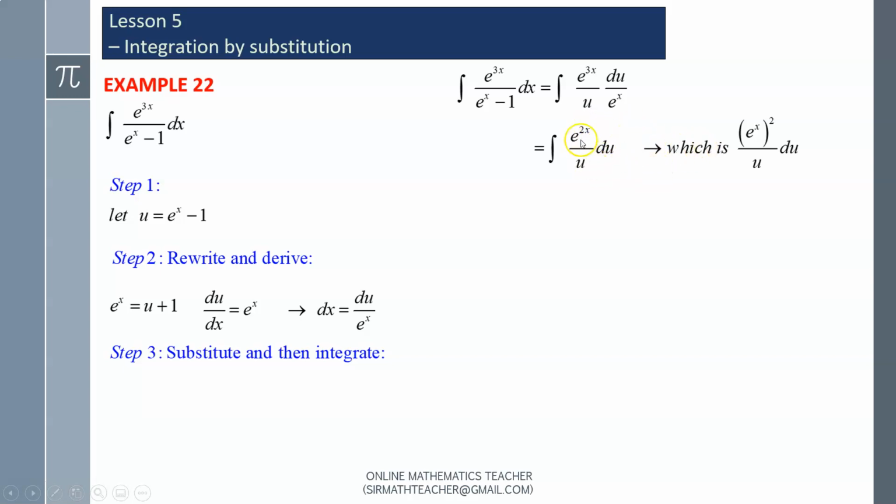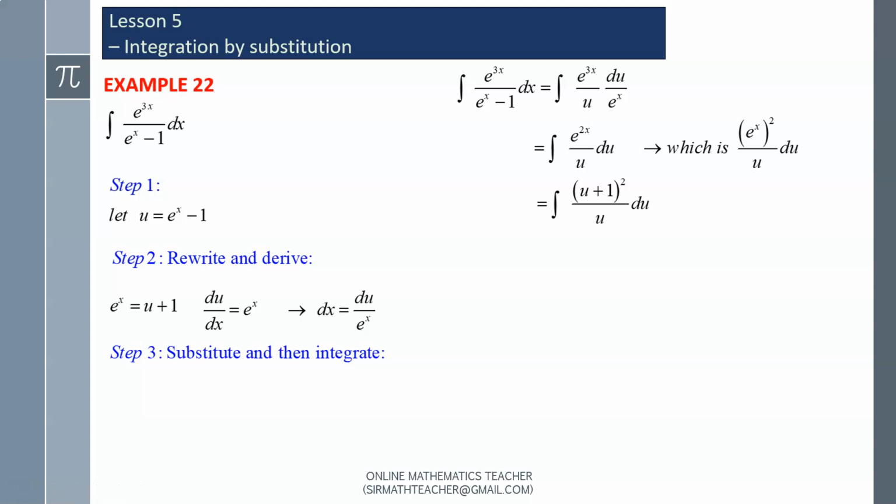Now, think about this. Using your index laws, e to the 2x is actually e to the x all to the power of 2. Now you've got an expression for e to the x, which is u plus 1. So now we're going to write this as u plus 1 all squared over u. Now you have an integral that's in terms of du that only contains u's.